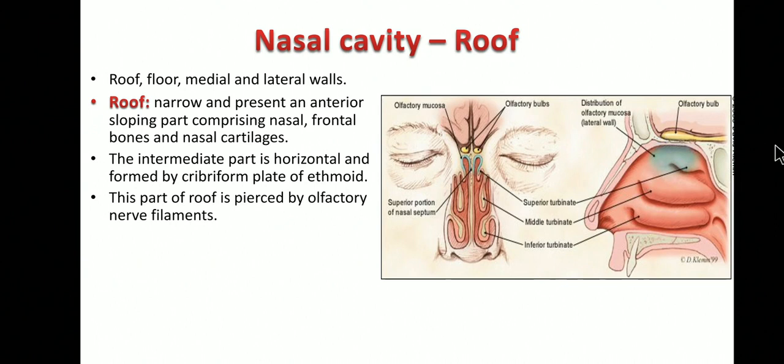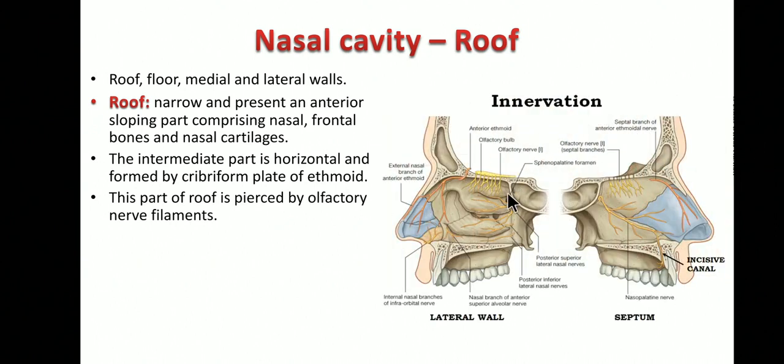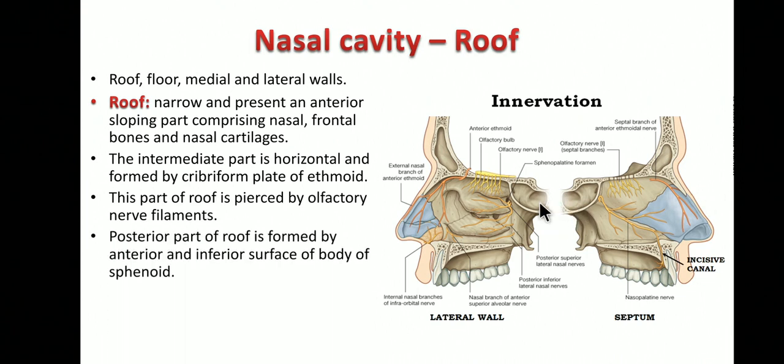That is the posterior part of the roof which you are able to see here. It is mainly formed by the anterior surface and also the inferior surface of the body of the sphenoid bone, and posteriorly it continues with the roof of the nasopharynx.